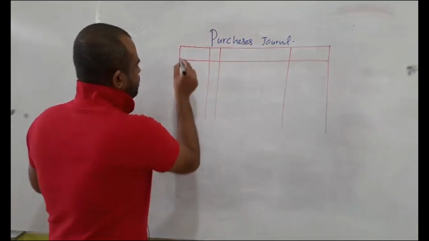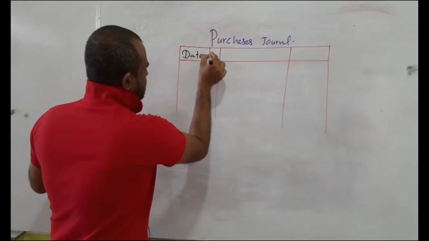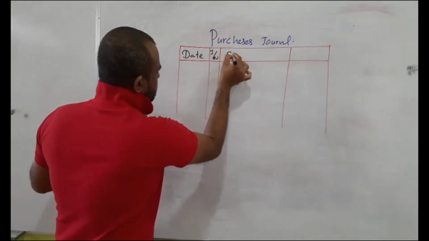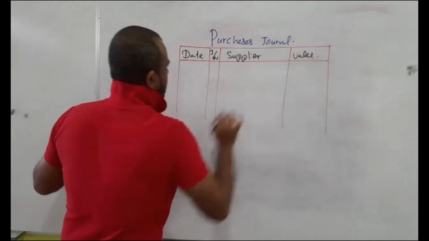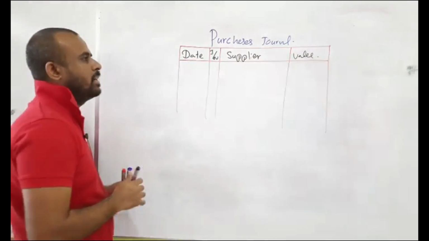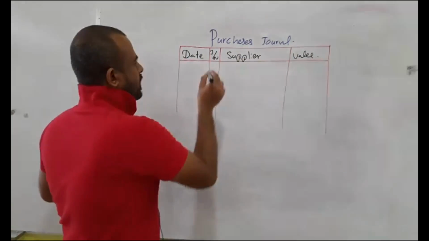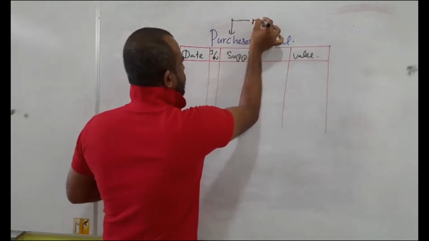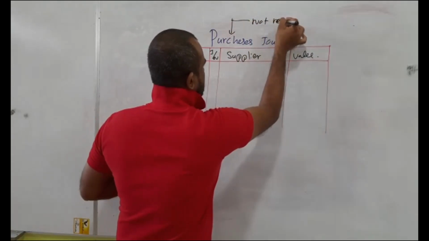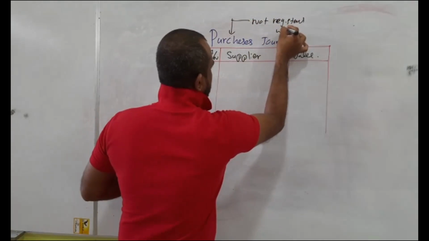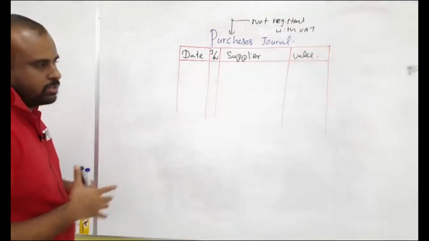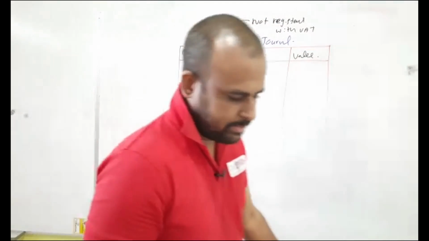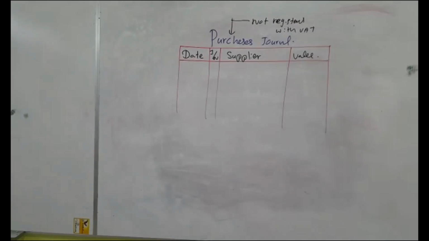You get the date column and the invoice number, supplier, and the value. Those are the only information that you have. But in the purchases journal, if it is not registered with that, this is the format of the purchase journal. Right? Can you draw this? Look at the format of the purchases journal.